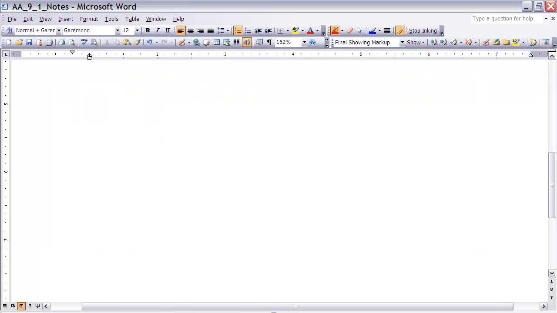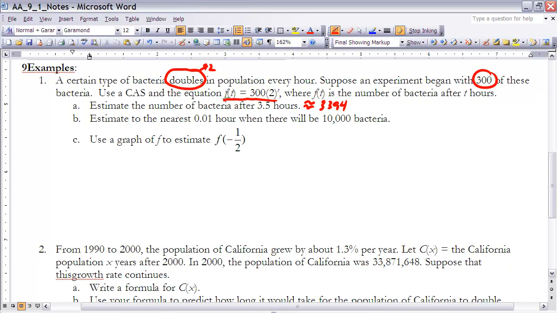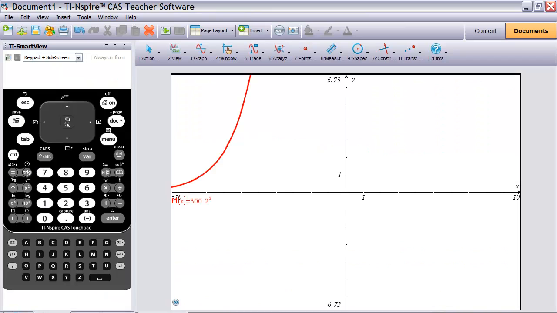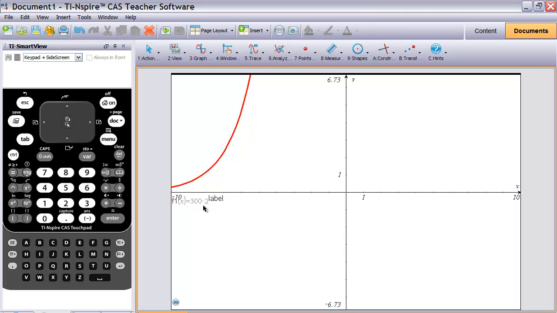Okay, part C then says use a graph to estimate f of -1/2. Now we could plug it in the same way we did 3.5, but we want to take a look at the graph here a little bit. So what I want to do is come back over to my calculator to where I have that graphed. So I've got the graph of that plugged in. f1 of x is equal to 300 times 2 to the x.